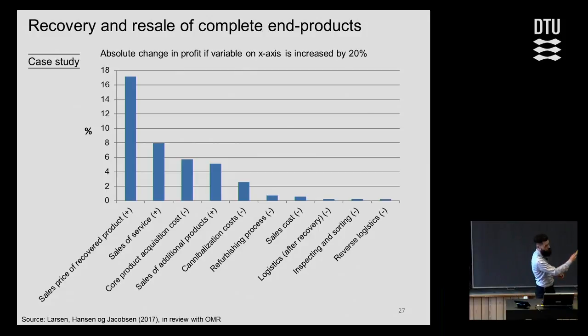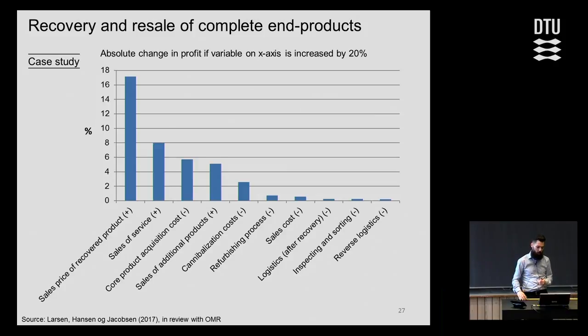Minus and plus here refers to whether the increase in that particular variable will increase the profit or decrease the profit. And the diagram here then shows the absolute change in the profit if the variable on the x-axis is increased by 20%. So this tells us something about which factors have a large influence on the profitability of operating this reverse supply chain function and which have a low impact.